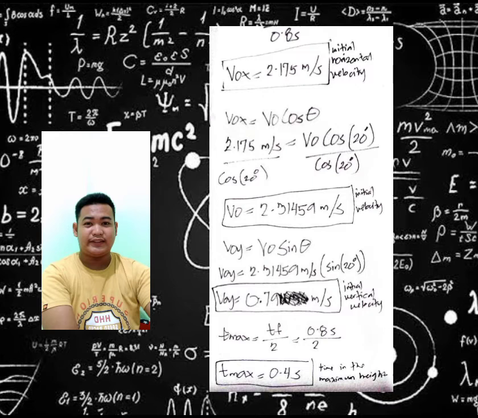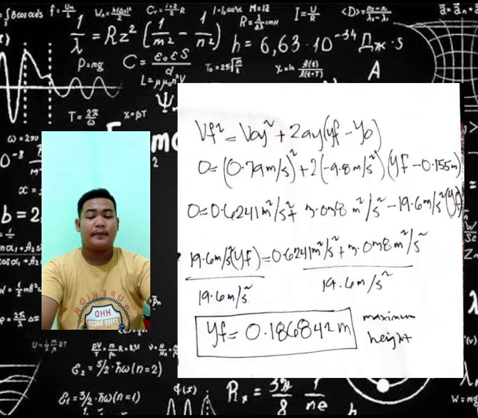Now we will proceed in getting the time at maximum height. The formula for time at maximum height is T max equals time over 2. So our time, which is 0.8, divided by 2, so our time at maximum height is 0.4 seconds.